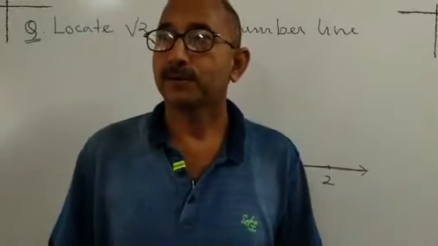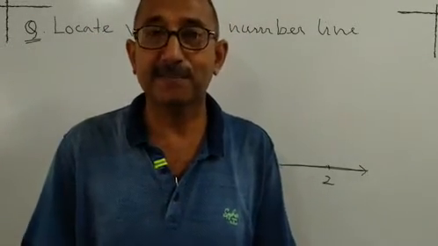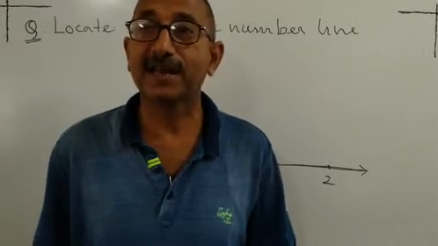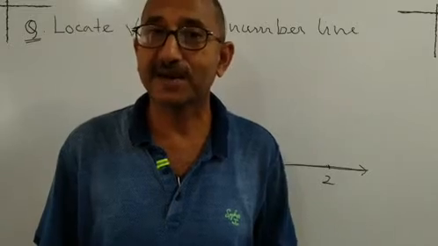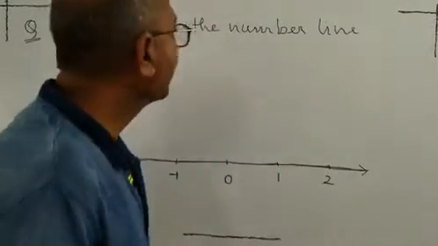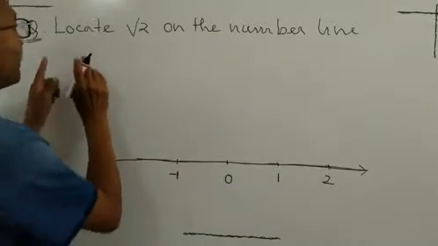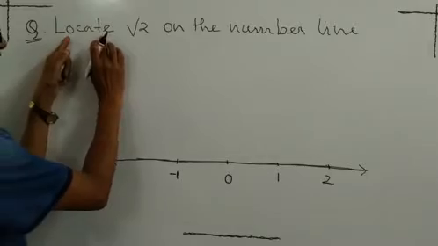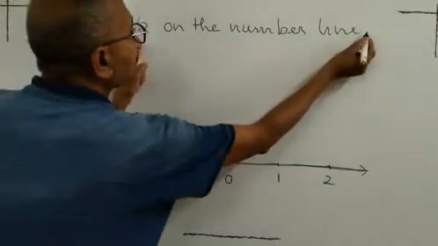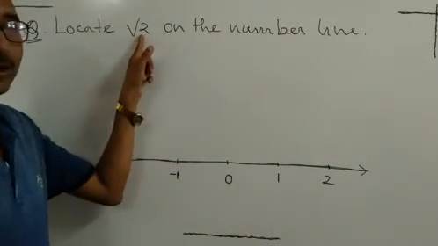Now we'll see how to locate, how to represent an irrational number on the number line. In the previous video we have discussed that all rational and irrational numbers, meaning real numbers, can be represented on the number line. Now we'll start with root over 2. We have already discussed that root over 2 is an irrational number. So my question is: locate, meaning represent, root over 2 on the number line. We'll try to see how to represent this root over 2 on the number line.